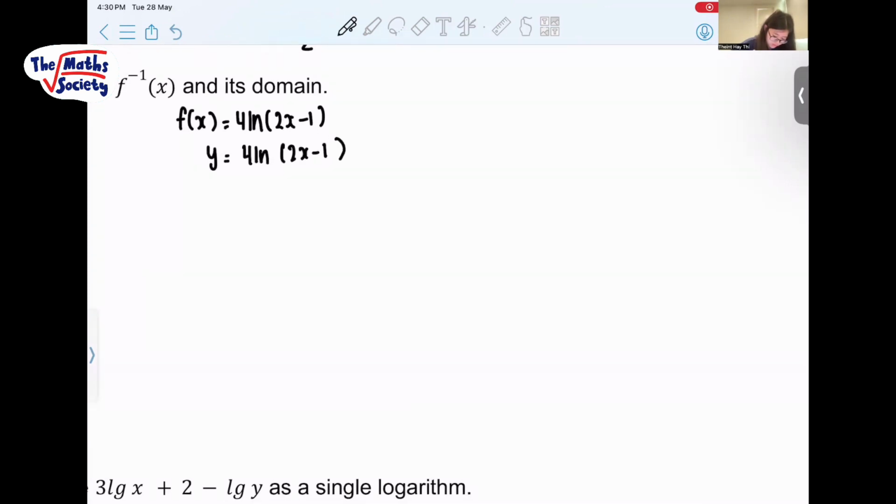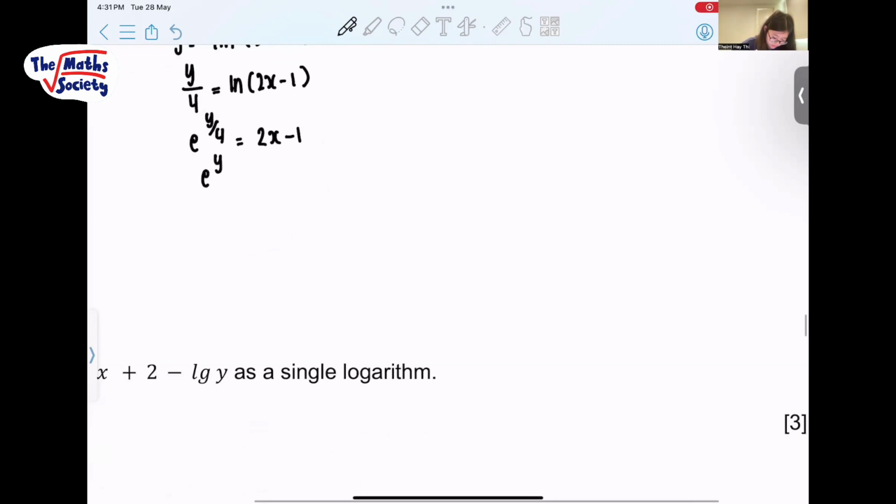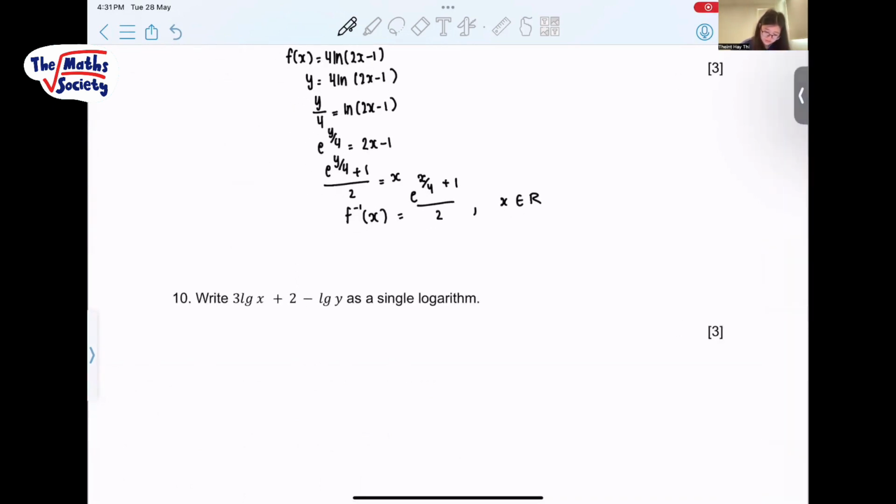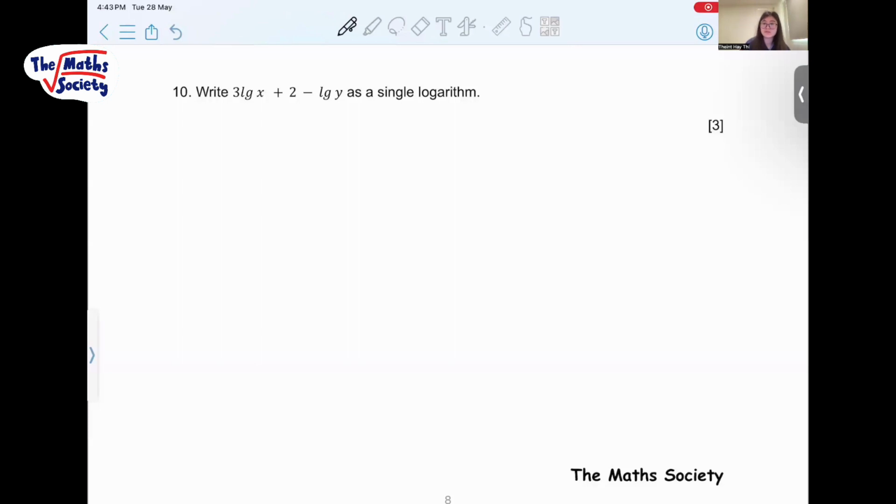2x minus 1. Then y by 4 equals ln 2x minus 1, e power y by 4 equals 2x minus 1. You have e power y by 4 plus 1, divided by 2, equals x. So it's just like f inverse x. You just change y to x, so it'll be e power x by 4 plus 1 divided by 2. And then x is going to belong to the reals. And there.